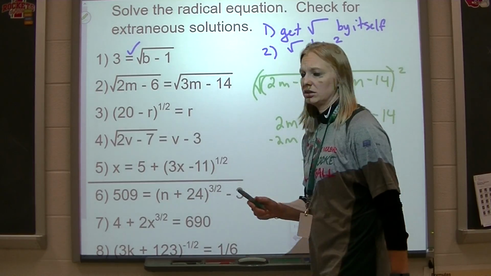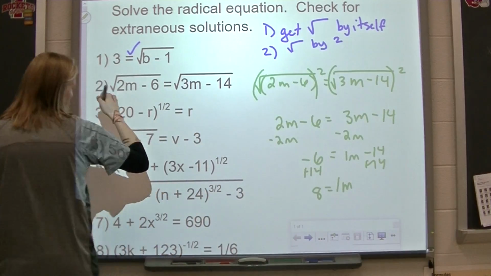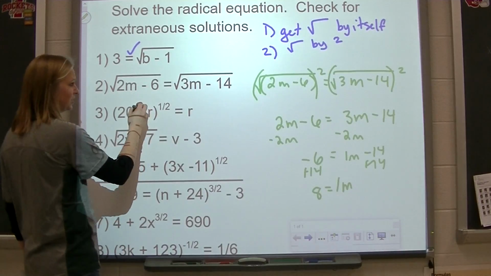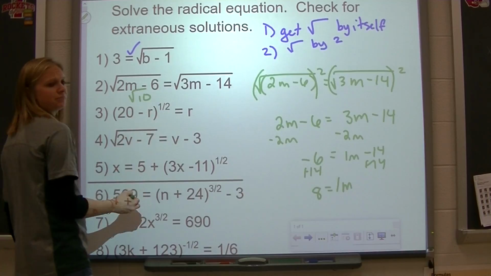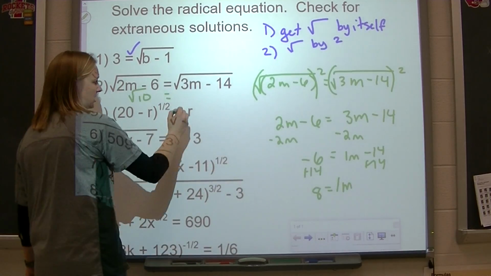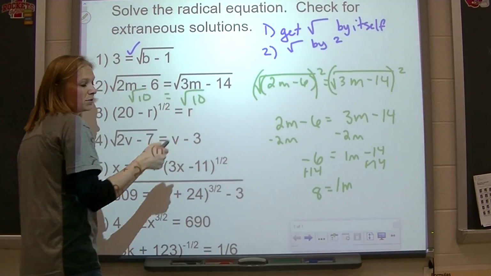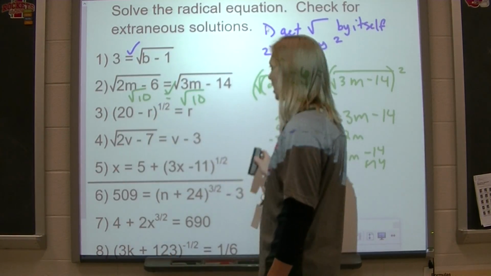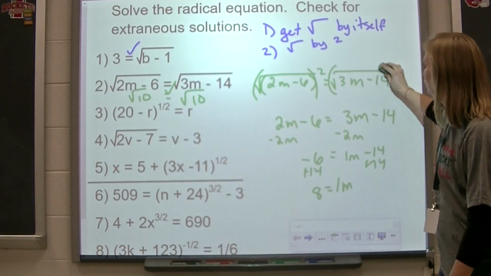And then again, we can check. 2 times 8 is 16, right? Yeah, 2 times 8 is 16. 16 minus 6 is 10, so we have the square root of 10. 3 times 8 is 24. 24 minus 14 is the square root of 10. Square root of 10 equals the square root of 10, so that checks out as well. So 8 is our solution for number 2.